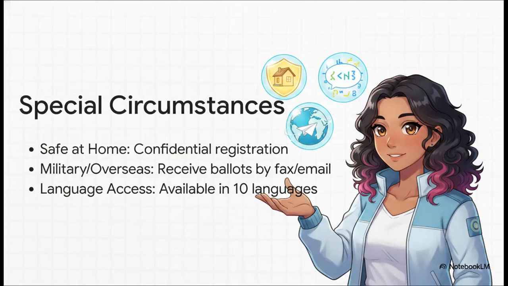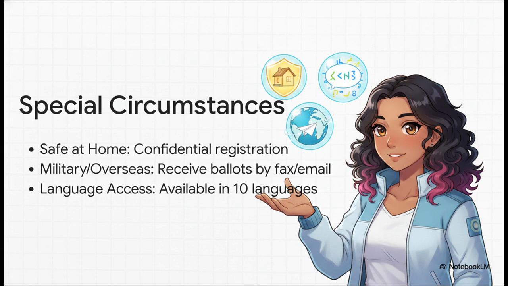First, if you're in a life-threatening situation, like facing domestic violence, do not use the standard online form. California has a highly confidential registration program called Safe at Home, designed to protect your address. Second, if you're military or an overseas voter, you can use the online portal or a federal postcard application to actually get your ballot and return envelope faxed or emailed to you, which saves critical time.